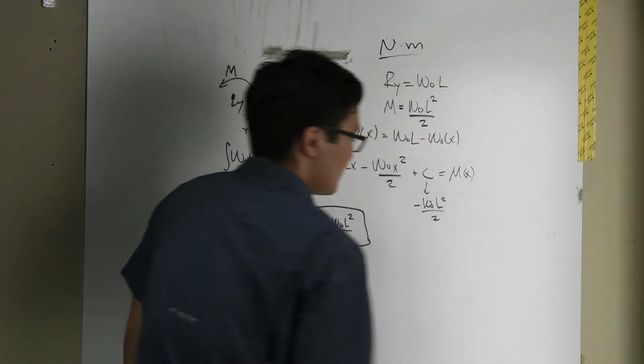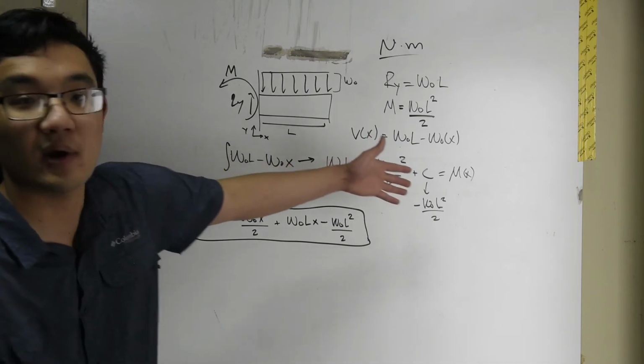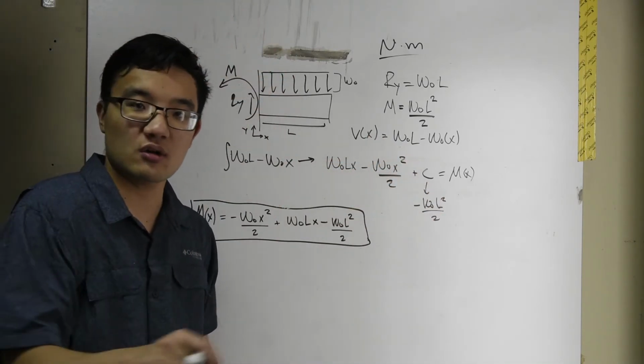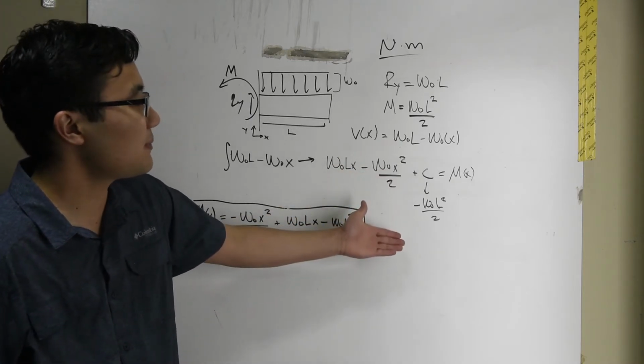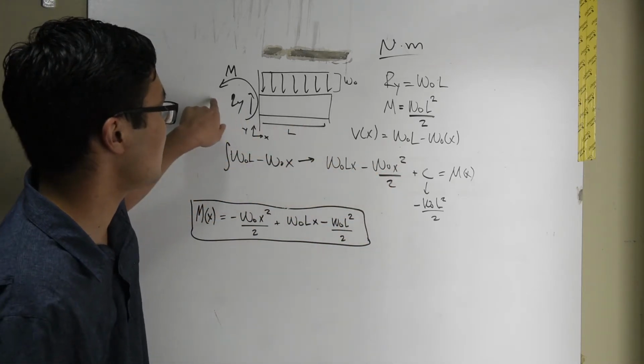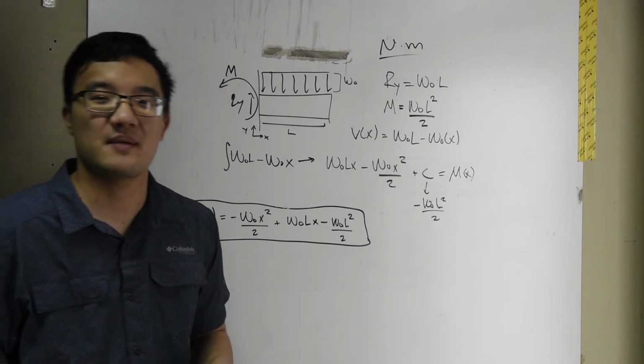And you're like, wait a second, why negative? Same reason. We've drawn, well, I erased it, but before we had drawn our moment acting in a certain direction. We have to flip that direction to have it go counterclockwise at M. And this is where the confusion happens.